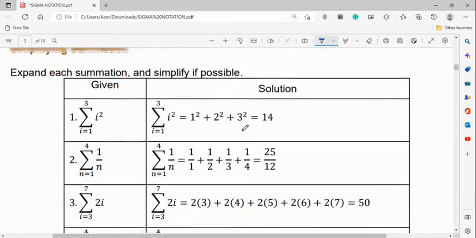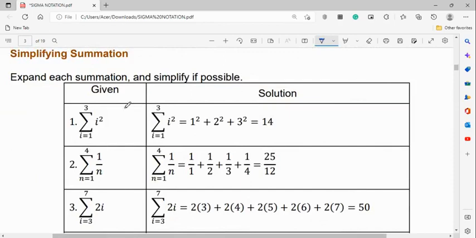So let's try to simplify summations. Here, the summation of I squared from 1 to 3. So this means that you're going to get here the summation. Mag-start ka sa 1, palitan ng I ng 1, so you have 1 squared. Next, palitan ng 2, plus 2 squared, palitan ng 3, 3 squared, you will have 14. That is 1 plus 4 plus 9, that is 14.